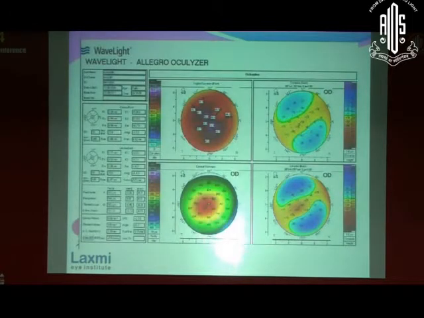Let us go through some cases which will make it amply clear. So, can I have the lights down, please?